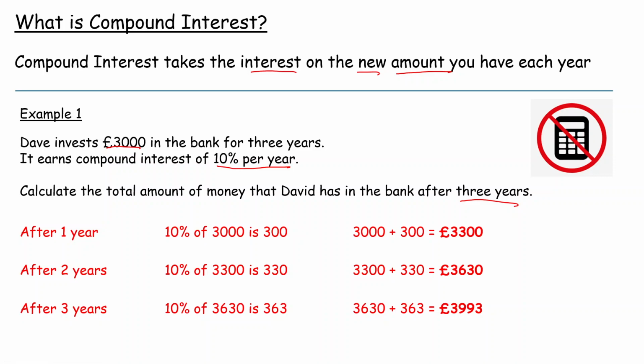It's just sitting in the bank account. So interest is earning you that money. Okay, so compound interest is interest on the new amount we get after each year. So after 3 years, Dave's got £3,993 in his account, which we can see there.